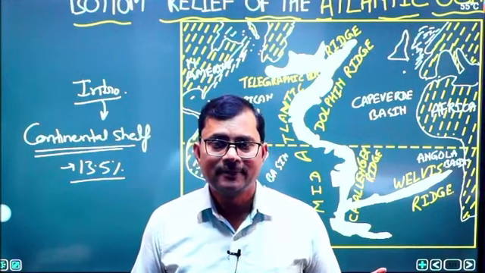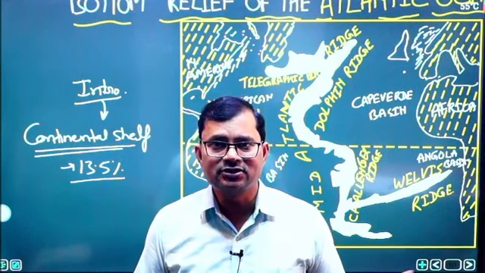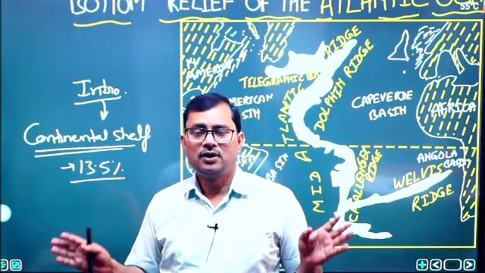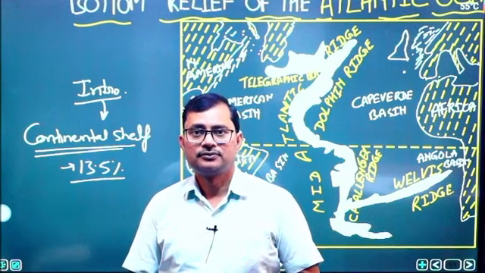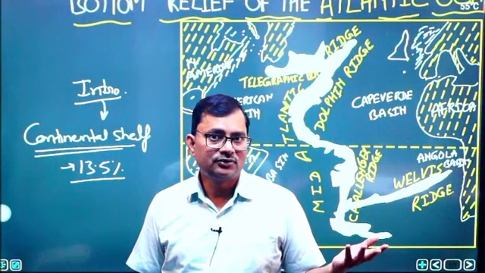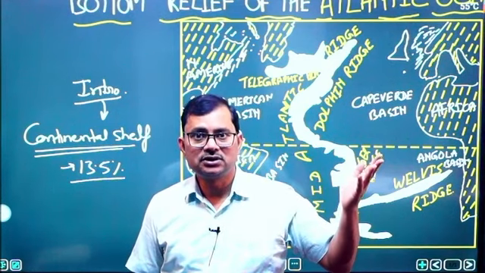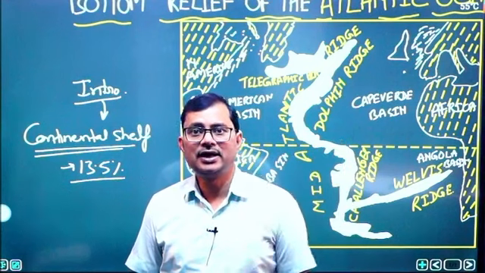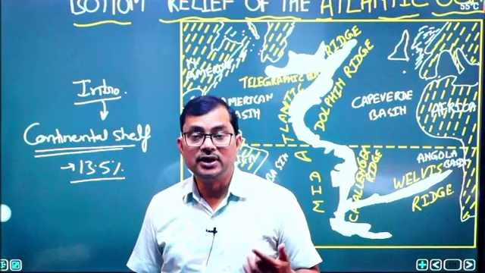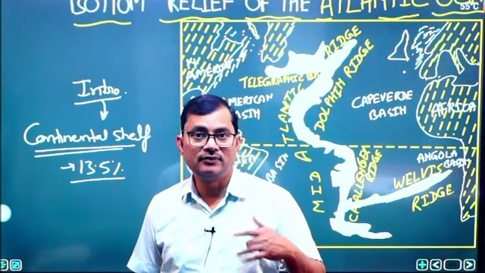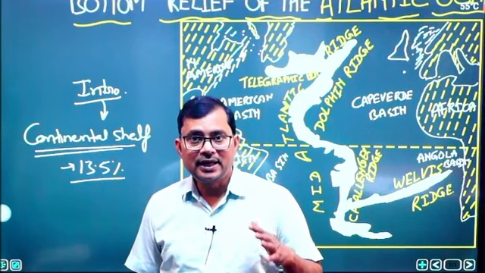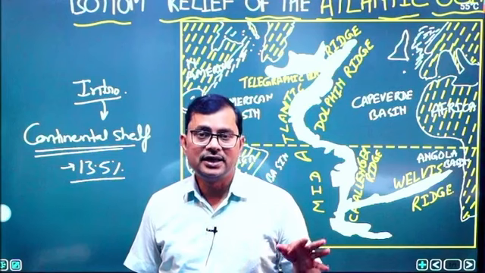Simply you can say the Atlantic Ocean has a high expansion of continental shelf. It covers about 13.5% of the total area of the Atlantic Ocean, but it is not evenly distributed. It varies from area to area. Like in the North Atlantic Ocean, continental shelves are wide, but in the South Atlantic Ocean, continental shelves are comparatively narrower. Keep in mind, comparatively narrower.